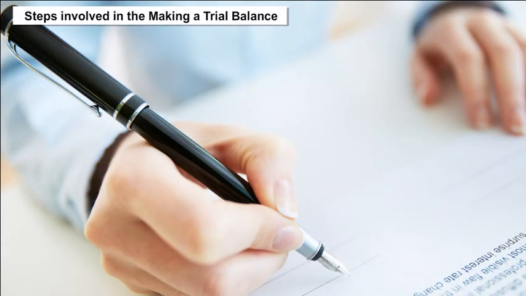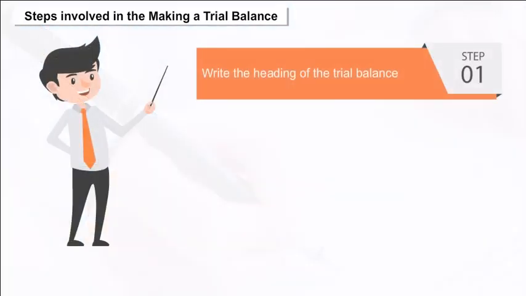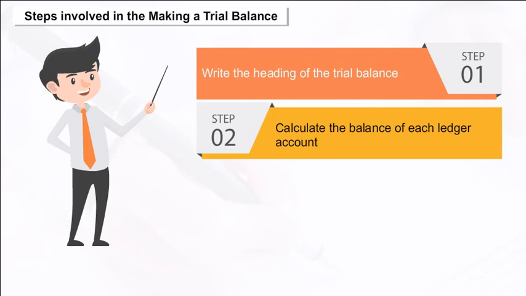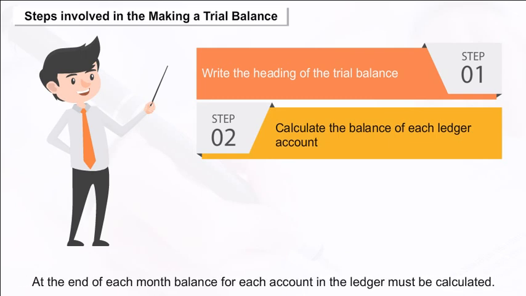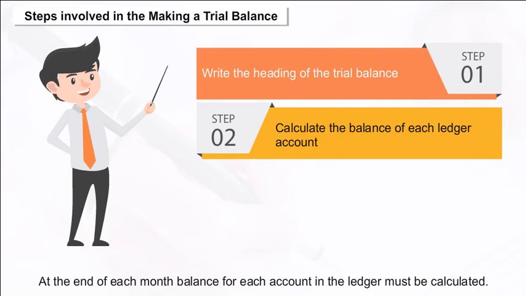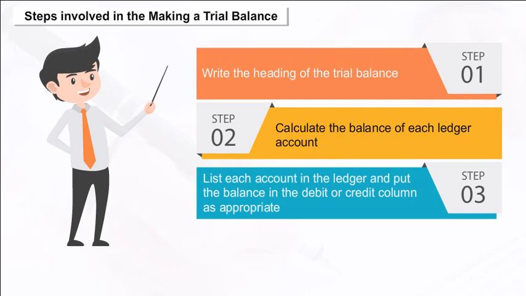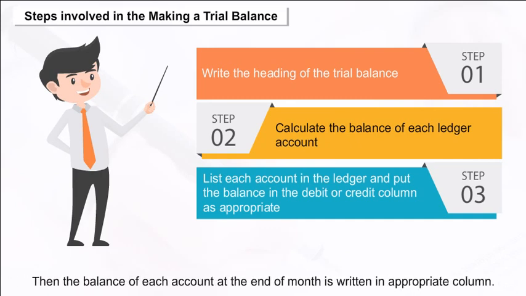Steps involved in making a trial balance. Step 1. Write the heading of the trial balance. Step 2. Calculate the balance of each ledger account. At the end of each month, the balance for each account in the ledger must be calculated. Step 3. List each account in the ledger and put the balance in the debit or credit column as appropriate. In the trial balance, each ledger account is listed first. Then, the balance of each account at the end of the month is written in the appropriate column.